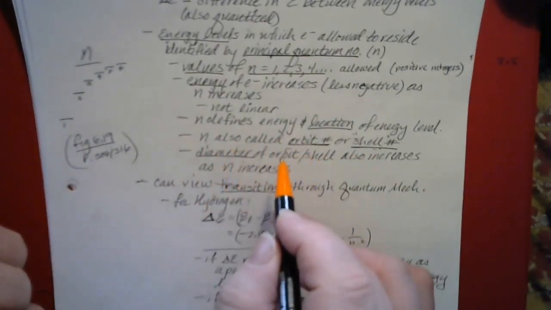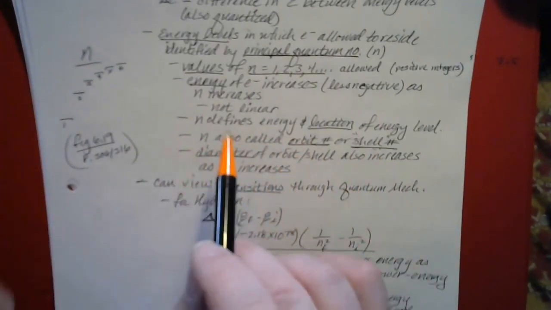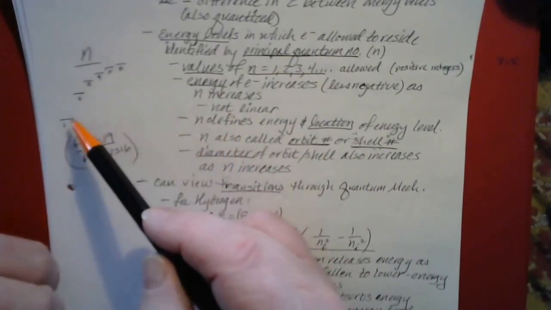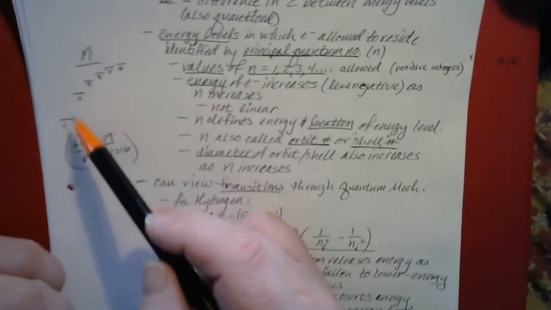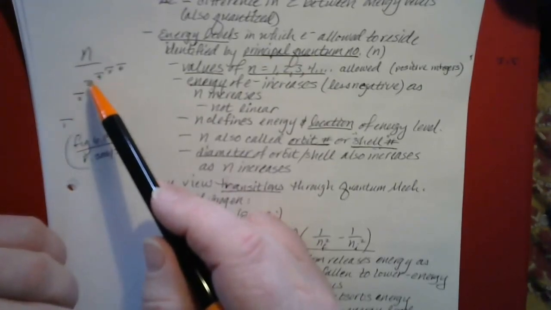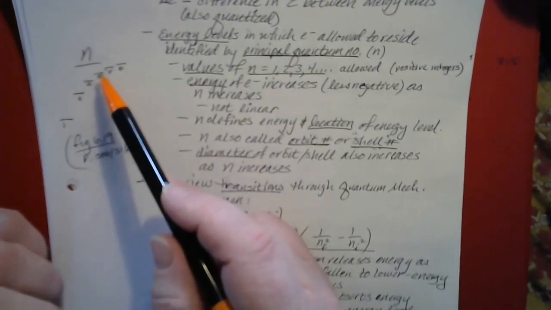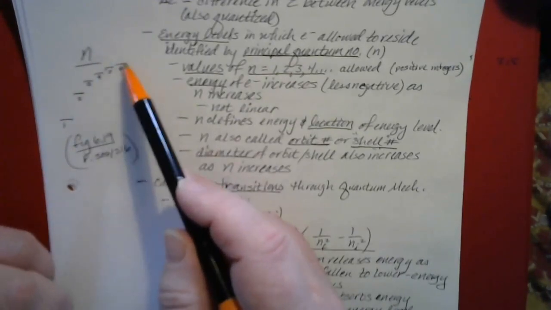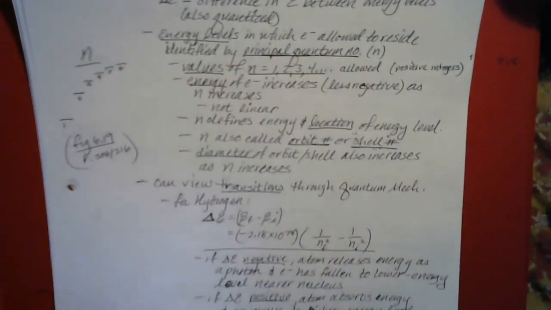The diameter or orbit of the shell also increases as n increases, but again, it's not linear. It increases pretty much like this. So the size or the diameter of n equals 2 is quite a bit bigger than n equals 1. N equals 3 is moderately bigger than n equals 2. 4 is kind of bigger than n equals 3. 5 is only a little bit bigger than 4. 6 is only a tiny bit bigger than 5, and so on, and so on.